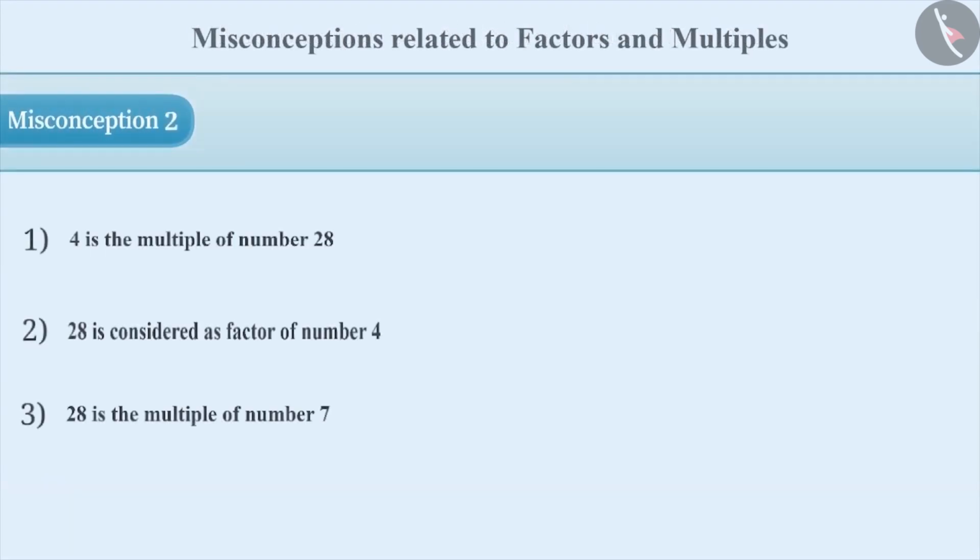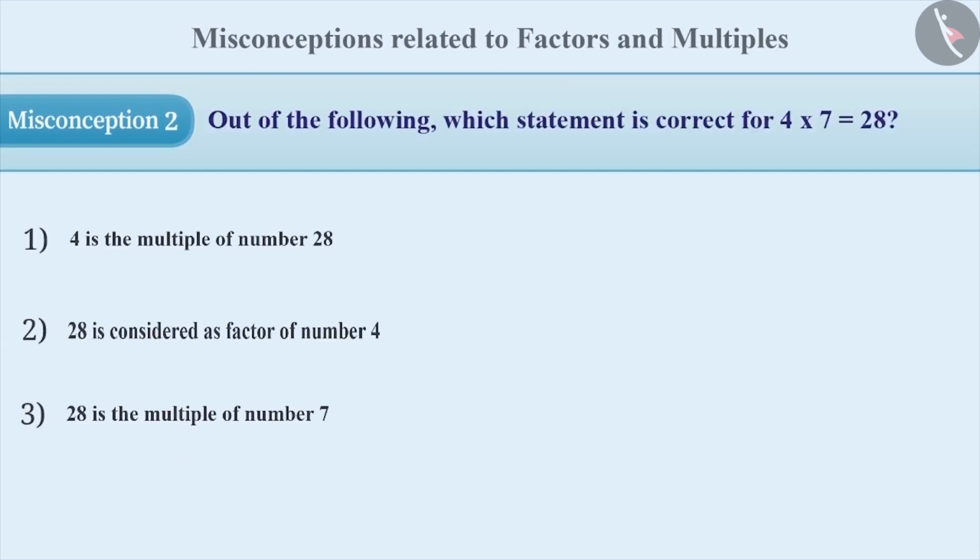Misconception 2. Out of the following, which statement is correct for 4 multiplied by 7 is equal to 28? 1. 4 is the multiple of number 28. 2. 28 is the factor of number 4. 3. 28 is the multiple of number 7.